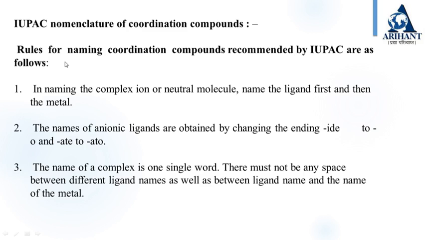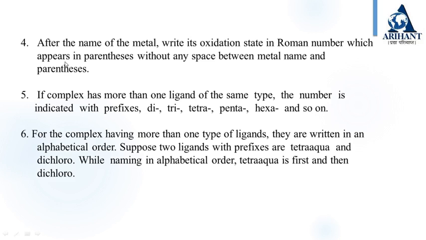We will see the examples later on, so you will get more idea about it. The name of complex is one single word. There must not be any space between different ligand names as well as between ligand name and the name of the metal. Next rule, after the name of the metal, write its oxidation state in Roman number, which appears in parenthesis without any space between metal name and parenthesis.